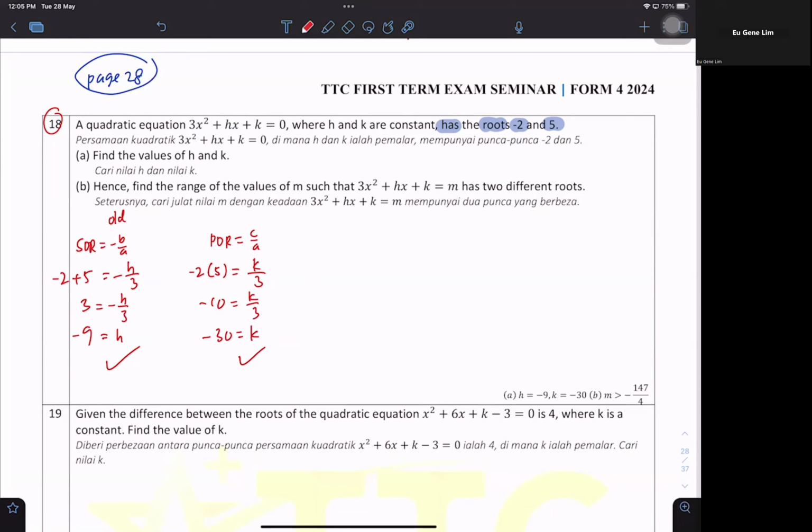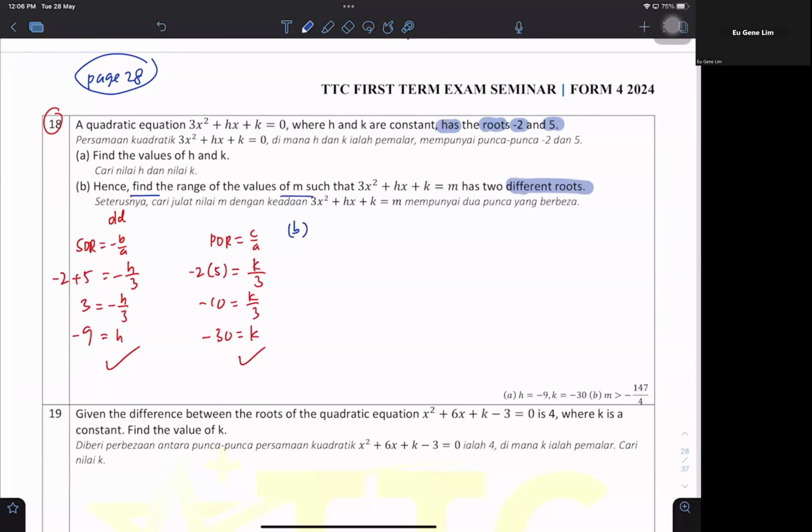Okay, part B. Find the m. Two different roots. You see, different roots: b squared minus 4ac bigger than 0. So question B, you can do it on your own.